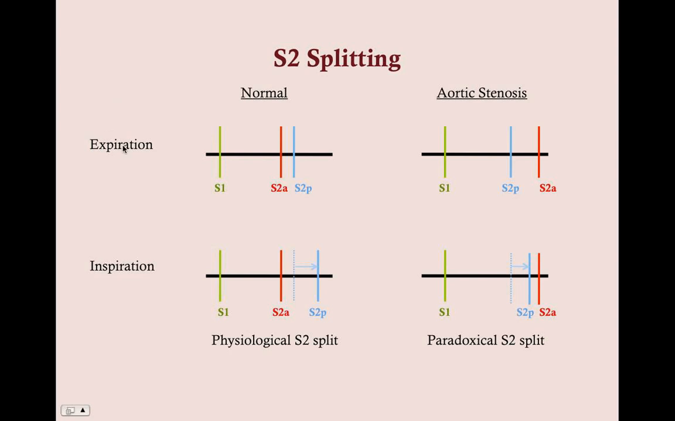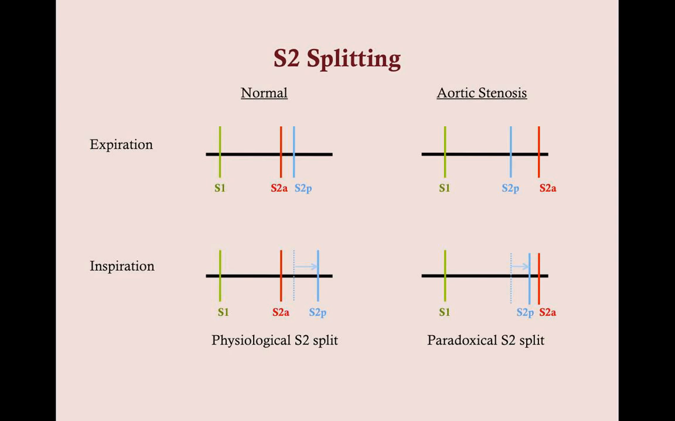So during expiration, when your lungs are not expanded, the aortic valve and the pulmonary valve are going to close at approximately the same time. That's simply because you don't have much room in your lungs for blood to flow. Now compare that to inspiration. Hopefully this will make it a little more clear. When you expand your lungs, you have more room, you have less pressure in your lungs. Because there's less pressure in the pulmonary arteries, more blood will flow from the right ventricle into the pulmonary flow.